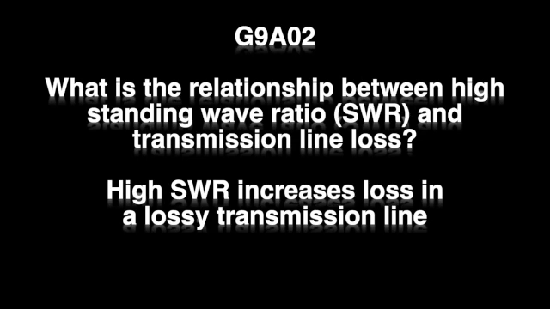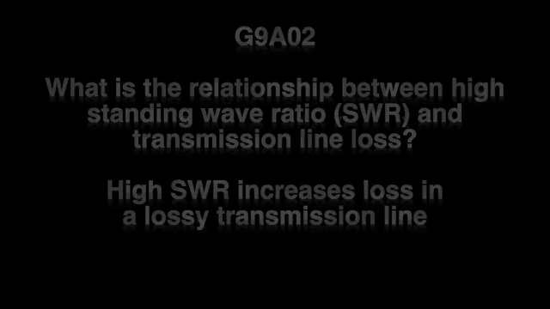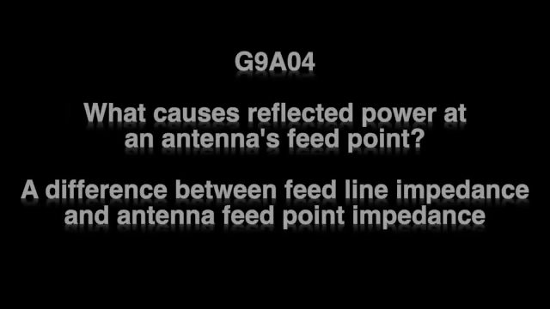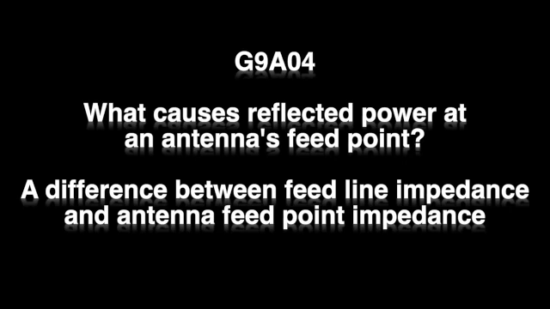G9A02. What is the relationship between high standing wave ratio, SWR, and transmission line loss? High SWR increases loss in a lossy transmission line. G9A03. What is the nominal characteristic impedance of window line transmission line? 450 ohms. G9A04. What causes reflected power at an antenna's feed point? A difference between feed line impedance and antenna feed point impedance.